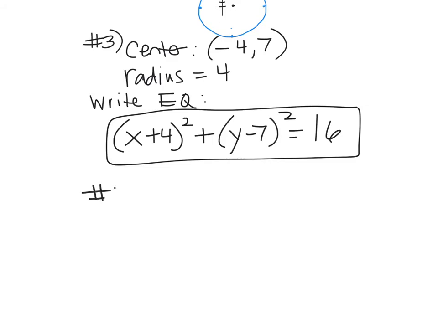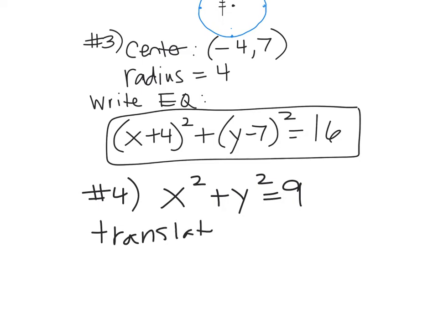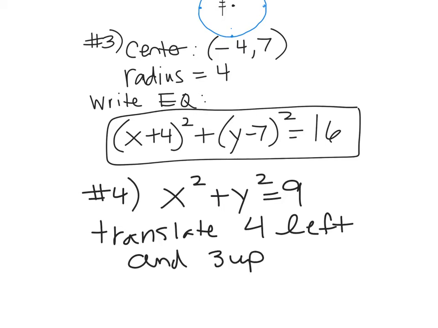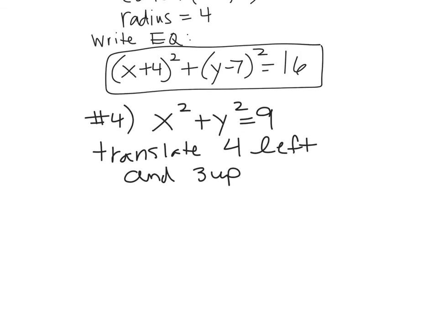Number 4. Let's do x squared plus y squared equals 9. We're going to take that circle that we graphed at the beginning, but we're going to translate this circle. Translate means we're going to move it. How do they want us to move it? 4 to the left and 3 up. We're going to translate it 4 to the left and 3 up.